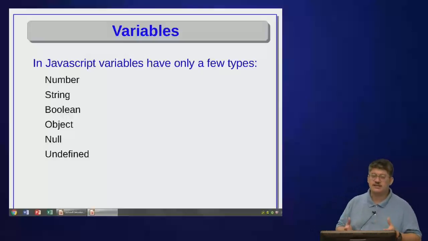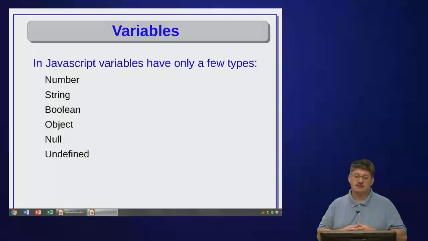Variables can also be strings. Strings hold text. So for example, elephant. The word elephant is a string. I can have Boolean values. Boolean values are values that can be either true or false. So if I compare two things and say, are these the same? I'll either get back, yes, they are, or no, they aren't. That result is a Boolean value.